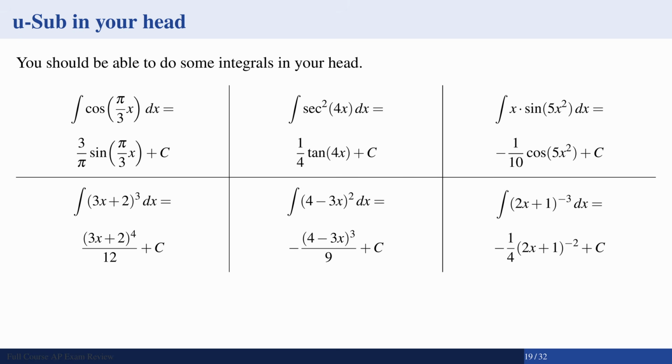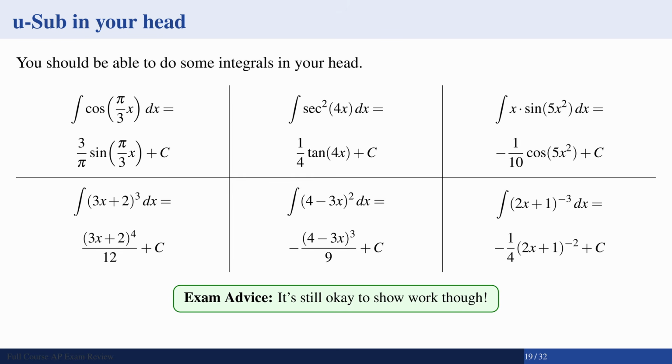I mean, like row 2 in the middle there, the integral of (4 minus 3x) to the 2nd, you're probably safer doing a u substitution. But I think you can do it in your head if you are so inclined. Just wanted to include that.